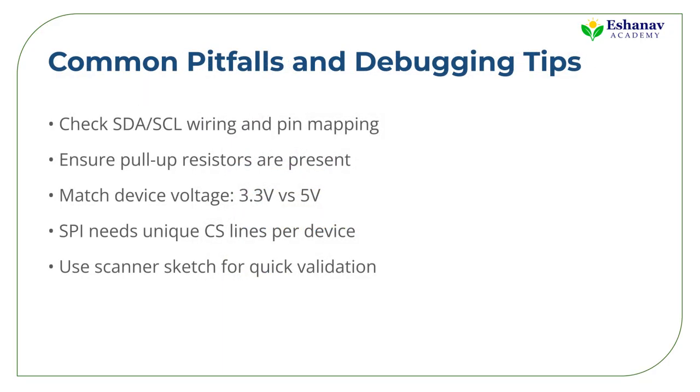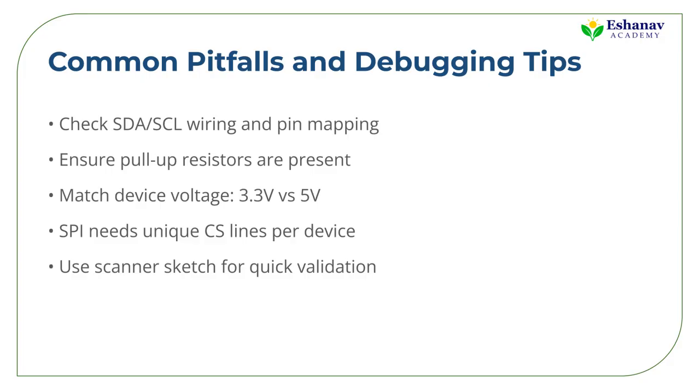Here's where most beginners stumble. First, swapping SDA and SCL, so double-check your pin mapping, especially on boards with different silkscreen labels. Second, missing pull-up resistors. Some modules have them built in, some don't, and without them, the bus won't work reliably. Third, power mismatches. Feeding 5V into a 3.3V sensor will silently fry it. I've seen it countless times.